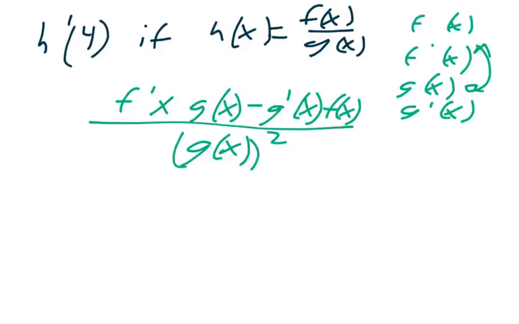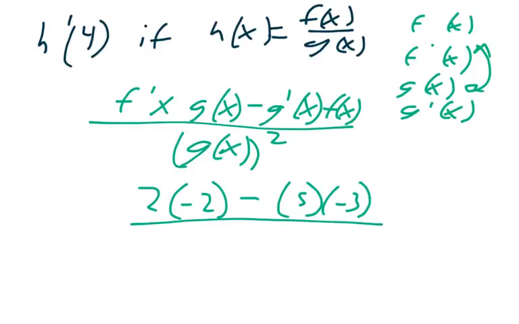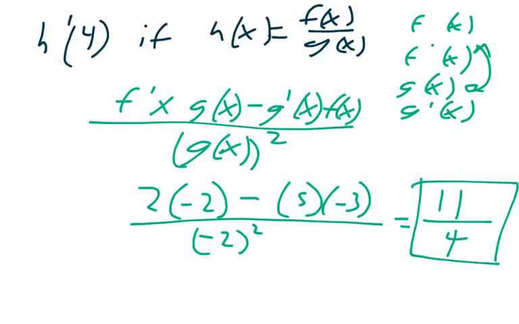Now I'm just going to put in the numbers that they gave me. f prime at 4 was 2, g was -2, minus g prime was 5, f was equal to -3, divided by g, which was -2, squared. So -2 squared is 4. The top simply was 11, and so we get 11 over 4.